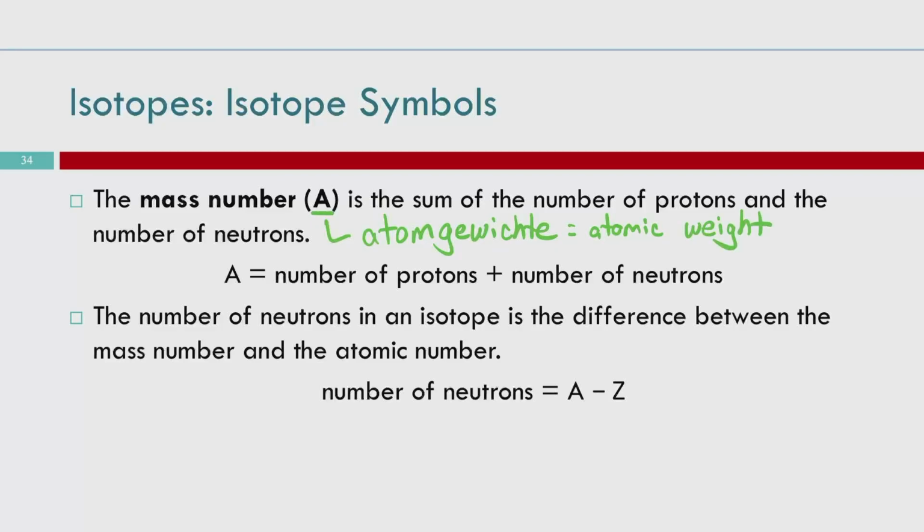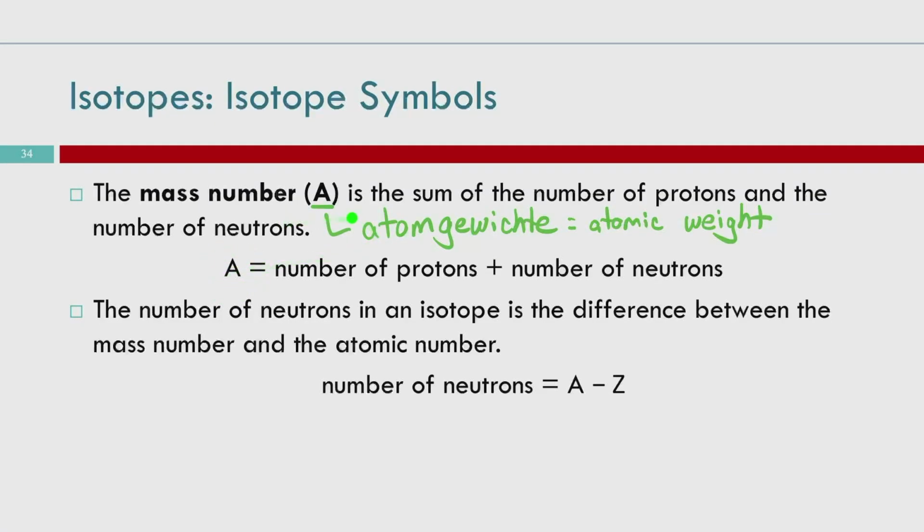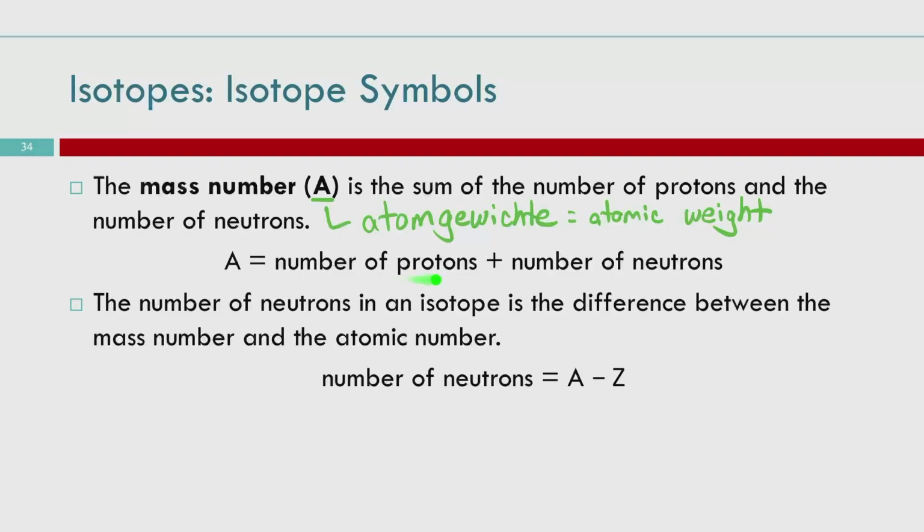So that's why we have the letter A as our symbol. A is just the number of massive particles, which are protons and neutrons. Our electrons in comparison are teeny tiny. They're a 2,000th of the size.